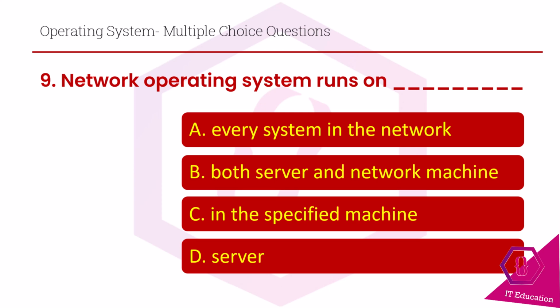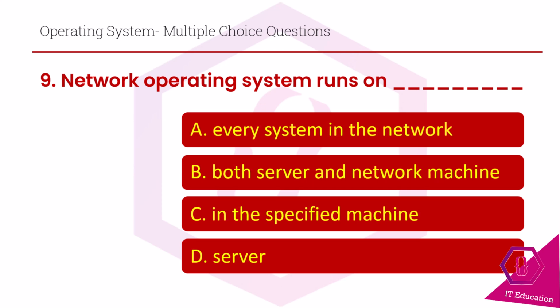The next question is, a network operating system runs on: option A, every system in the network, option B, both server and network machine, option C, the specified net machine, option D, server. When the network operating system runs, it runs on the server only.